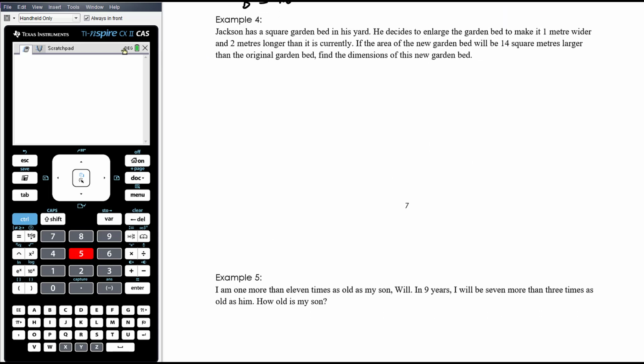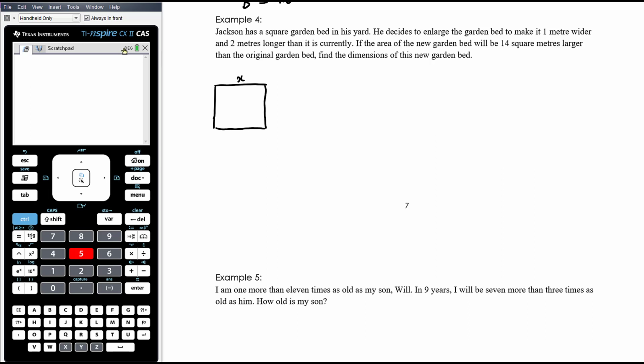Okay, example 4. Jackson has a square garden bed in his yard. He decides to enlarge the garden bed to make it 1 metre wider and 2 metres longer than it is currently. If the area of the new garden bed will be 14 square metres larger than the original garden bed, find the dimensions of this new garden bed. So what I find students do is they read this, there's a lot of information, 2 sentences, it's all confusing, and they put their hands up in the air and go, I don't know how to do it. Okay? Read it through once, go back, and then break it down. Jackson has a square garden bed in his yard. Okay, so he's got a square.